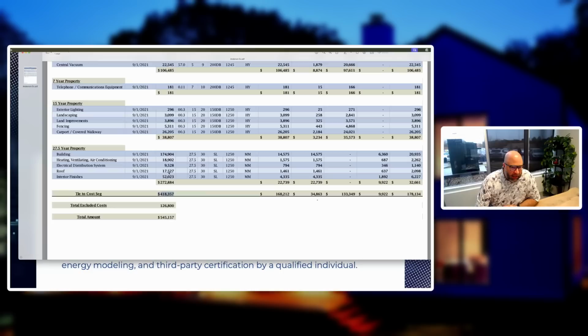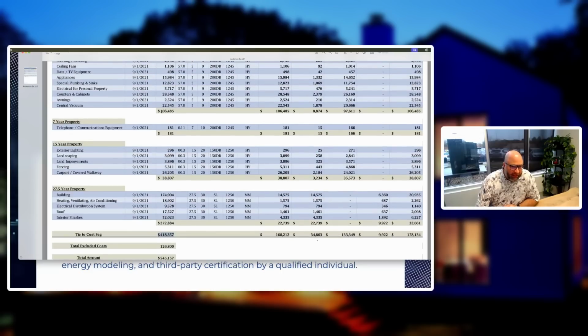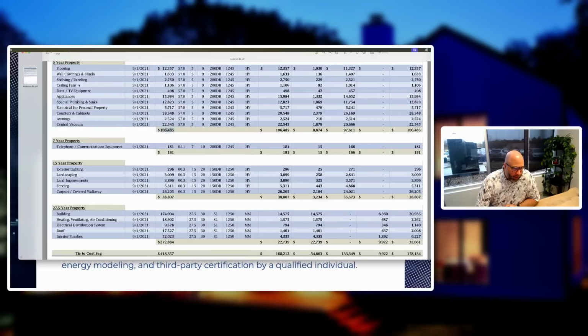Of that $418,000, we determined that there was $106,000 worth of 5-year assets, things like flooring, wall covering, ceiling fans, appliances, etc. Not a lot of 7-year assets. There usually isn't. This is kind of your telecommunication lines. So there was just a small amount there. But then on our 15-year, there was about $38,000 worth of outside stuff. So that number's a little bit low. So maybe this was more of an urban setting. There wasn't a whole lot of landscaping.